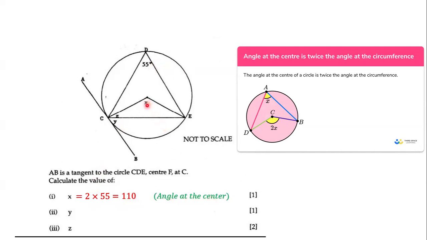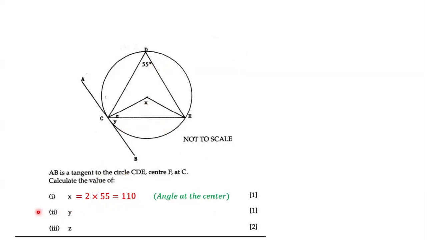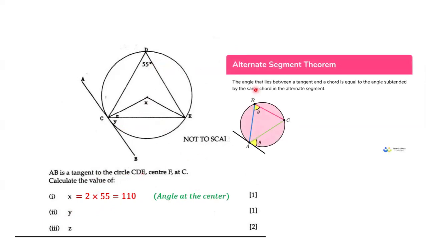Now, we already know angle X is 110 degrees. Now we need to determine the size of angle Y. In order to do this, we're going to use the alternate segment theorem. The alternate segment theorem states that the angle that lies between a tangent and a chord is equal to the angle subtended by the same chord in the alternate segment.